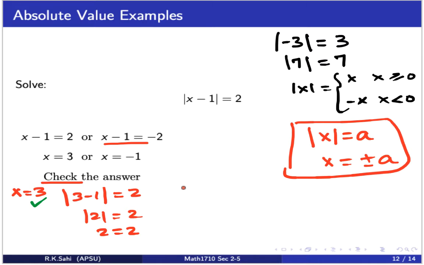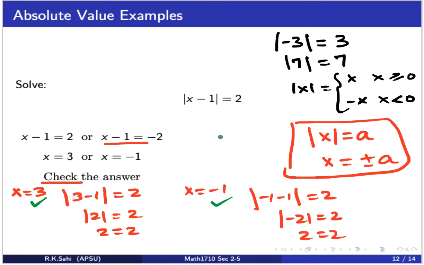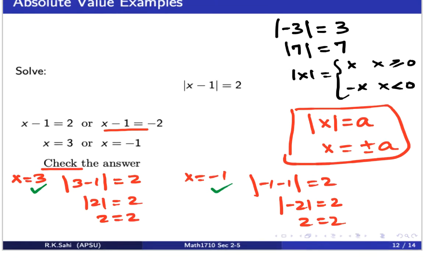Let's go ahead. Look at x equals minus 1. Now, plugging it in the equation, we have the absolute value of minus 1 minus 1 equals 2, so the absolute value of negative 2 equals 2. And the answer again is 2 equals 2. So good. Both x equals 3 and minus 1 are the solutions to this problem. Let's go and look at other absolute value problems.